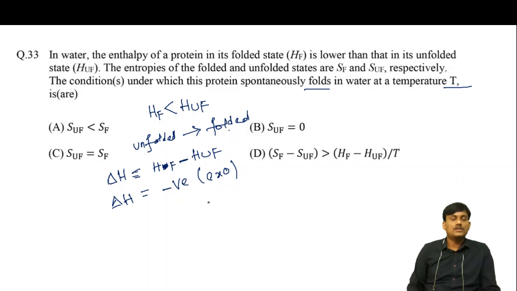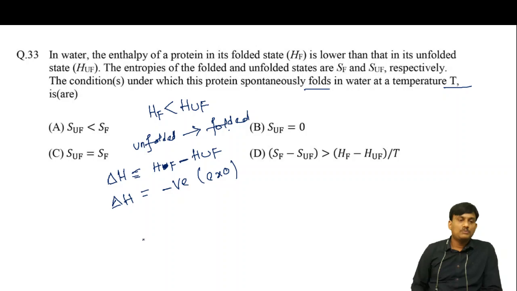This one is exothermic. Then what is the condition for spontaneity of a process? The condition is delta G is equal to delta H minus T delta S should be less than 0. Delta G should be less than 0. This is the condition.